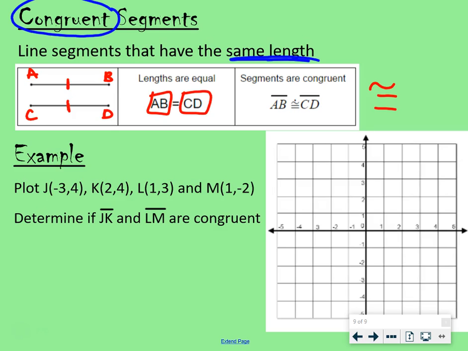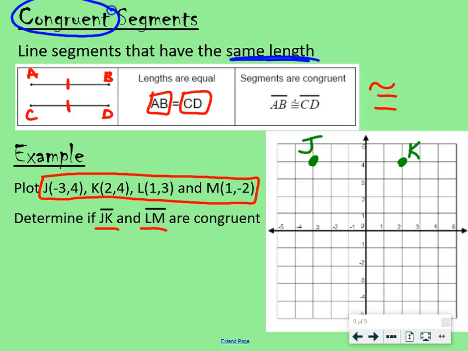Example, plot these points right here, J, K, L, and M. Determine if JK and LM are congruent. So J is -3, 4. Good practice plotting points. Label that point as J. K is 2, 4. L is 1, 3. And M is 1, -2.